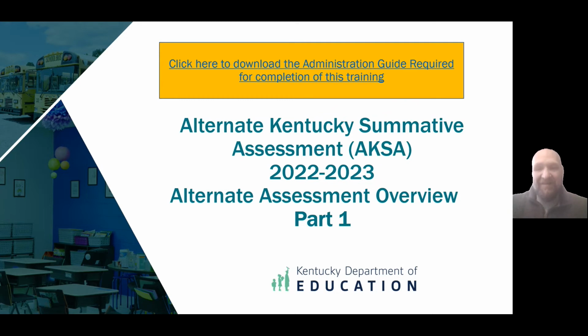Now, I'm excited to bring you today the first of two parts specific to the Overview Attainment Task Training. Before you start the training, you will need to download the administration guide for today's training. A link can be found here on the opening slide. It is also found on the Kentucky Alternate Assessment Resources page. Many quiz questions will come from the administration guide, so it is critical to have access to it.